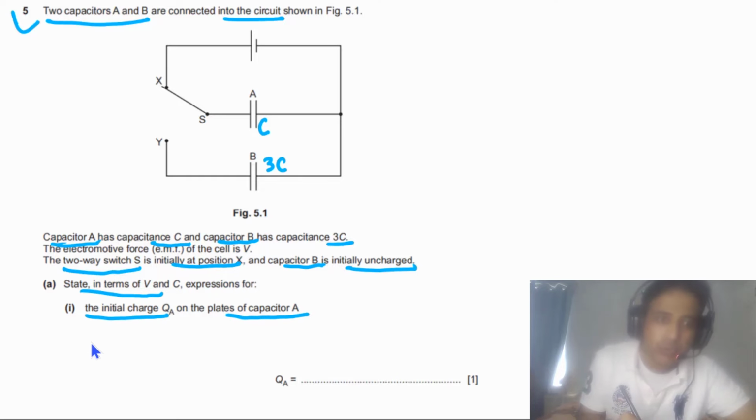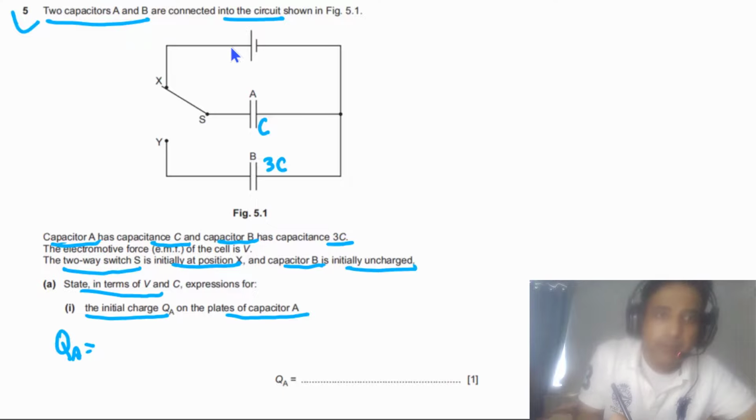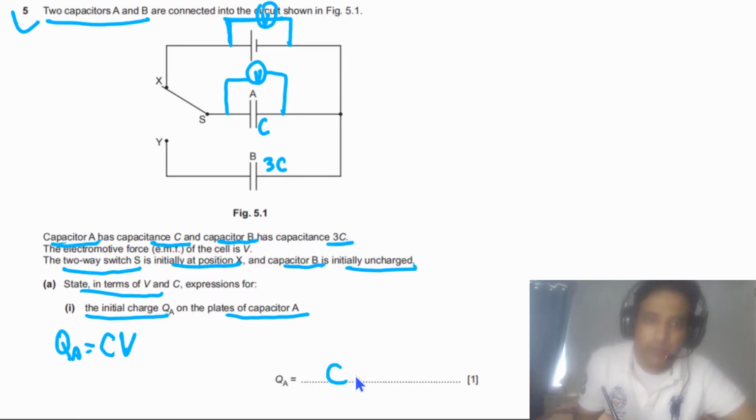So we need to calculate QA, the charge on capacitor A, the net charge on a single plate of capacitor A. The EMF of the cell is given to us, that is equal to V. We are assuming the cell has no internal resistance. So the PD across this capacitor also has to be equal to V when this is fully charged. So QA simply has to be equal to C times V because the capacitance of this capacitor is C. So we can write down this is C times V. And this question has only 1 mark. If you have written CV, you will get 1 mark.